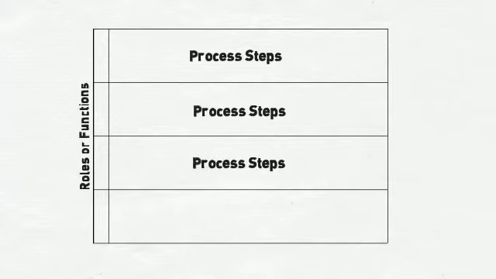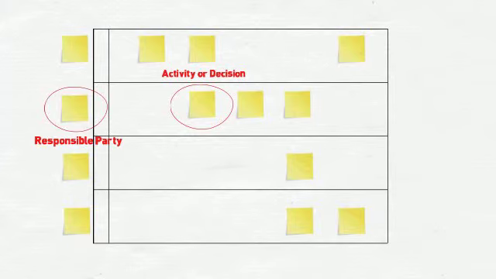Typically, roles or functions are on the y-axis, and the various steps are filled in the respective swim lanes along the x-axis. Transfer the Post-it notes to pictorially show activities and decisions by responsible party that make up the process. Identify the sequential order in which the steps are performed. Ensure it is the current process and not the wish-it-worked-this-way process.